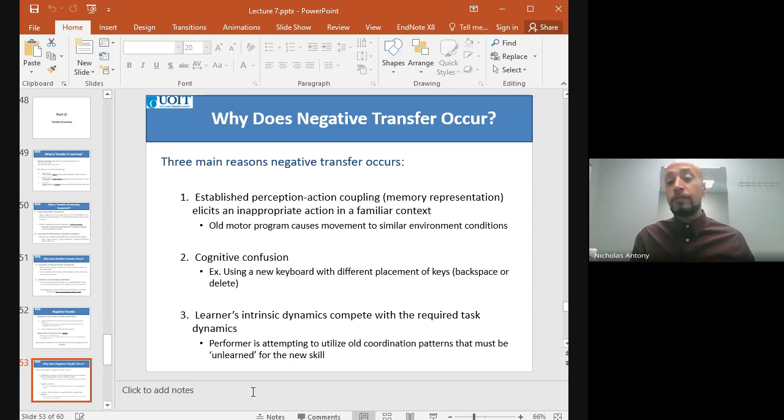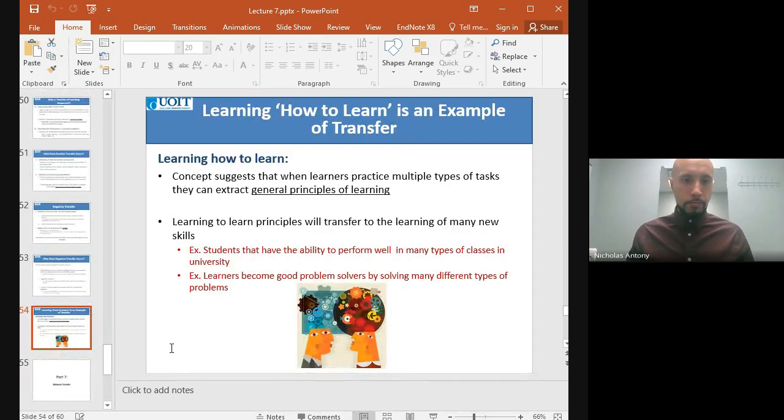And remember, with negative transfer, you just have to unlearn the old pattern of the perception action coupling, unlearn the old pattern of the placement of where things are, or unlearn the old coordination pattern of how to achieve this skill. You unlearn it and learn the new pattern. And this is why learning is an example of transfer.